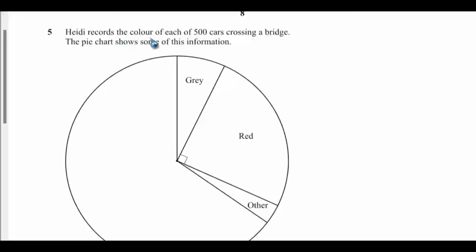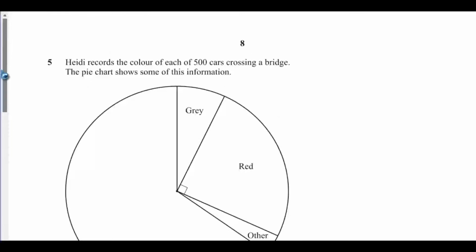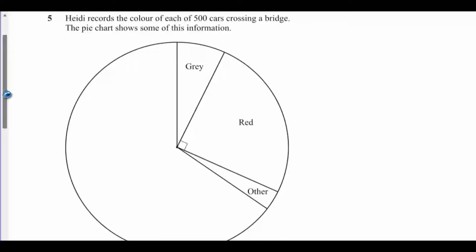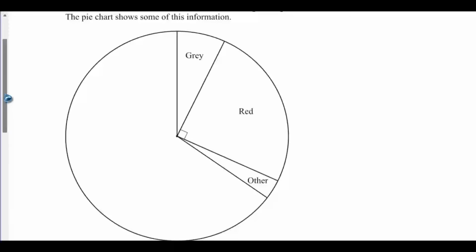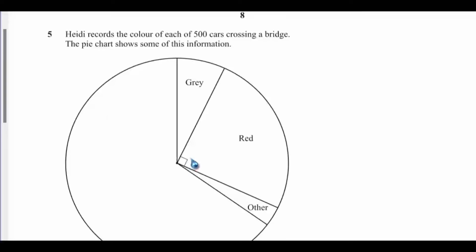Heidi records the color of each of 500 cars crossing a bridge. The pie chart shows some of this information. How many cars are red? So here we have the total to be 500 cars. Okay, so we need to get the sector angles. That will give us the number of red we have. For red, the sector angle is 90 degrees. So we can say the sector angle for red will be equal to the number of red over the total, multiplied by 360 degrees.